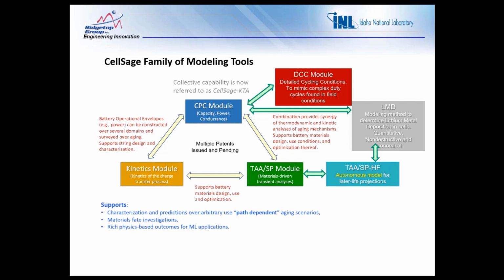And then through our work in working with industry partners and researchers, we started looking at dynamic duty cycles, which led to the design and development of the DCC module for detailed cycling conditions in closed-loop systems such as autonomous vehicles, robotic systems, or even unmanned aerial vehicles. And the most recent body of work is surrounded by the TAA module for transient analysis, and it's a materials-driven approach to look at what we call an autonomous model for later life predictions based on very detailed parameters around the electrolyte formulation and design details around the anode and cathode properties and the form factor and the unique capabilities.